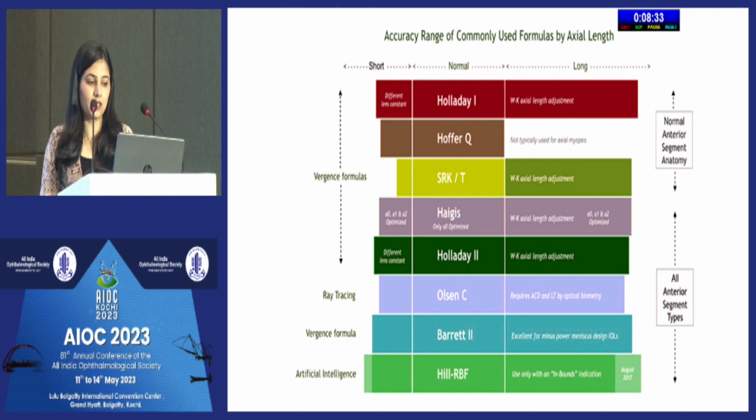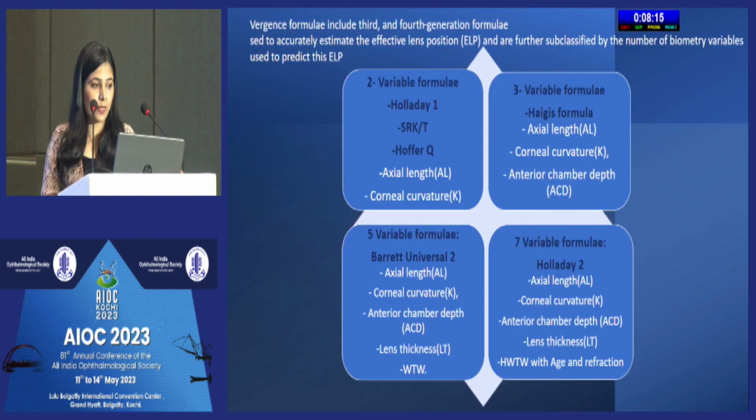Here we can see that the earlier generation formulas were fairly precise at normal axial lengths, whereas at the extremes of the eye they did not give very accurate results. Barrett's Universal 2 and Hill RBF are fairly accurate at the extremes of the eye as well. The Vergence formulas were classified into two variable, three variable, four variable, five variable, and seven variable formulas. The variables included were axial length, keratometry, anterior chamber depth, lens thickness, horizontal white to white, age, and refraction.